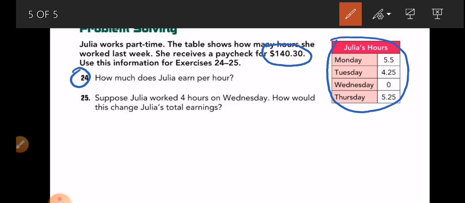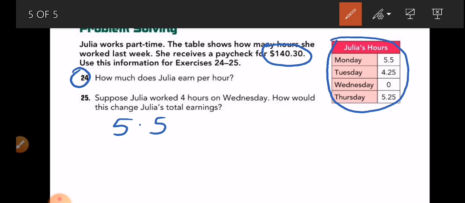Question number 24 asks you, how much does Julia earn per hour? I need just 1 hour. How much money can she earn? How to get it? If you have the total amount of money and you have the number of hours, can you get for me the amount of money she received in 1 hour only? Yes, by division. But before I start to do the division, do I have the total amount of hours? I don't have it given, but I can get it, yes? Okay, so I will add first the number of hours to know the total number of hours she worked.